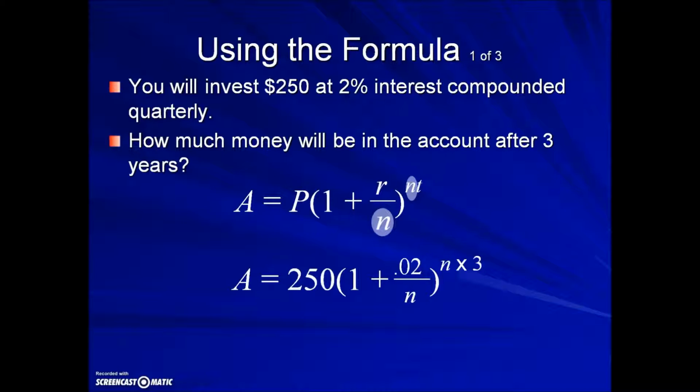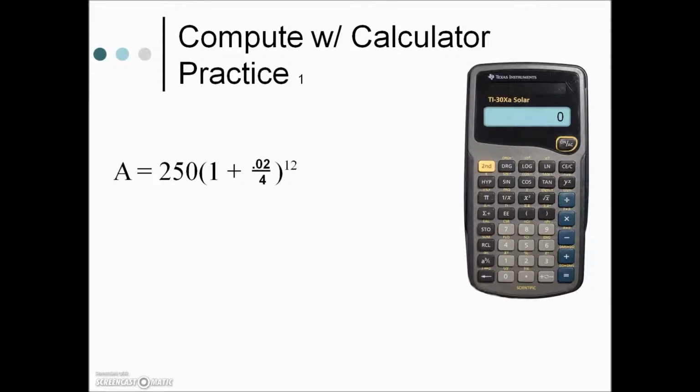Next, we're going to put a value in place of n. This problem says that the interest is compounded quarterly. Quarterly means 4 times per year. So in place of n, we'll put a 4. Out here, the n next to the t and this exponent means to multiply those two values together. So we'll replace that 4 times 3 with a 12. We're now ready to get a calculator to enter this formula in to determine what the value of it is.